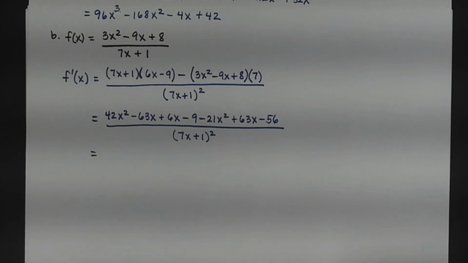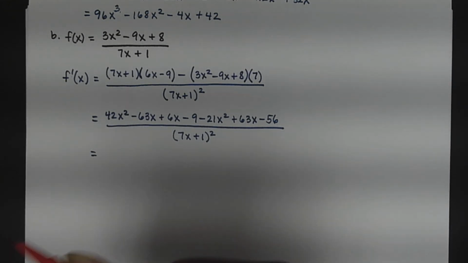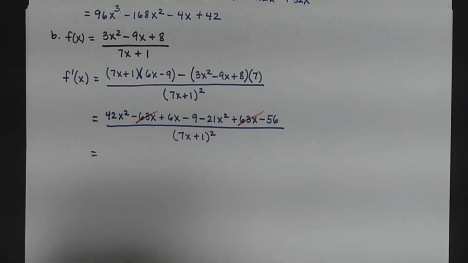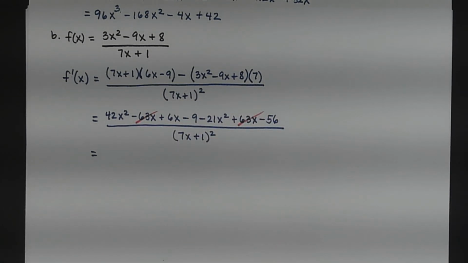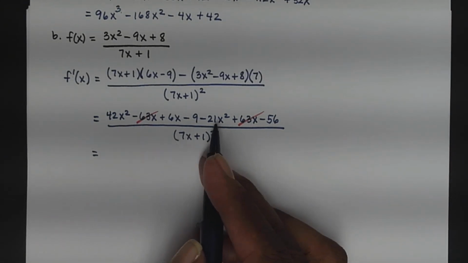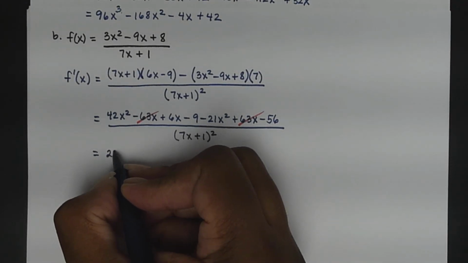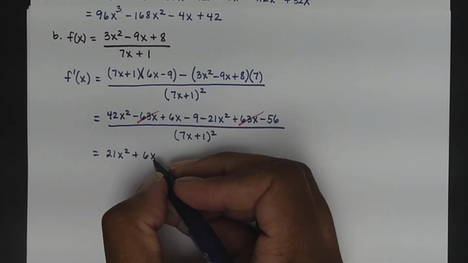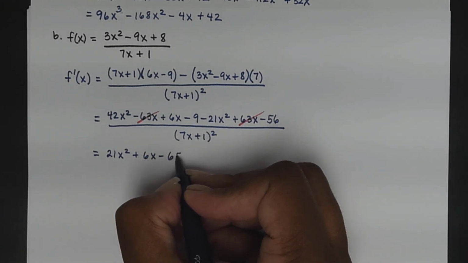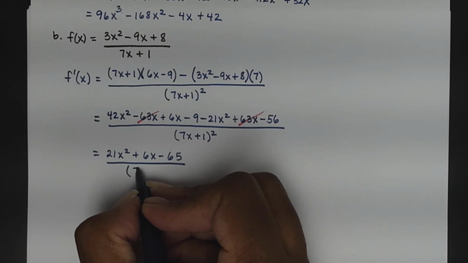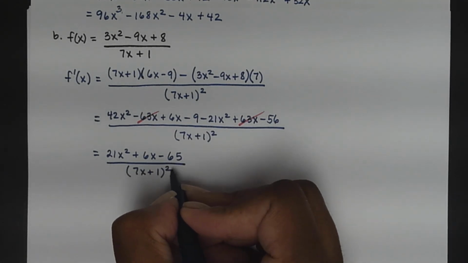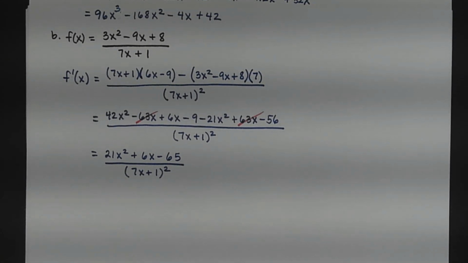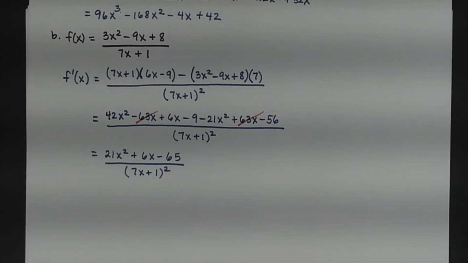And now we're going to go ahead and combine some like terms here. I do see I have a minus 63x and a plus 63x. That's gone. I can get rid of that. Let's see, 42x squared minus 21x squared would just be 21x squared. And then all I have is plus 6x. Negative 9 and a minus 56 would be minus 65. That'll be divided by the quantity 7x plus 1 squared. And I would go no further than that. Okay, so that is the answer to part B of number 7.